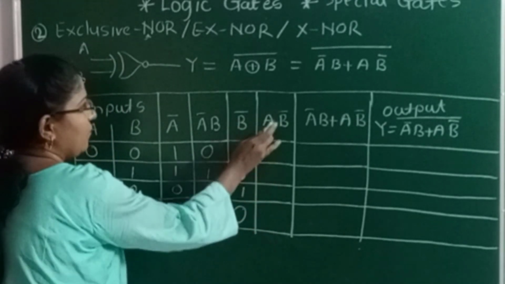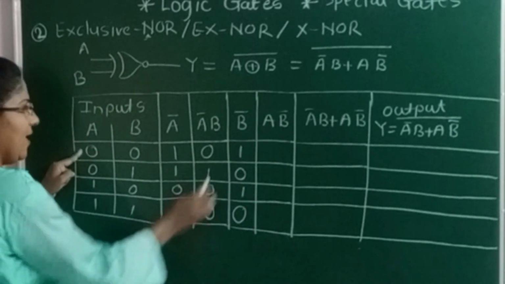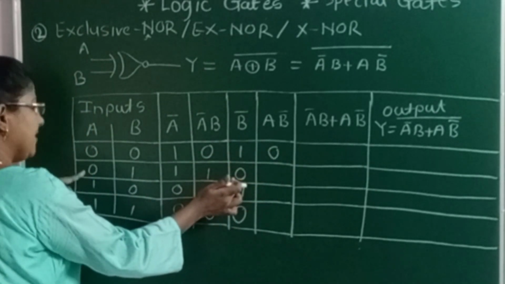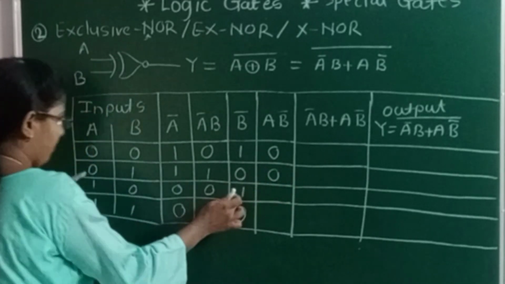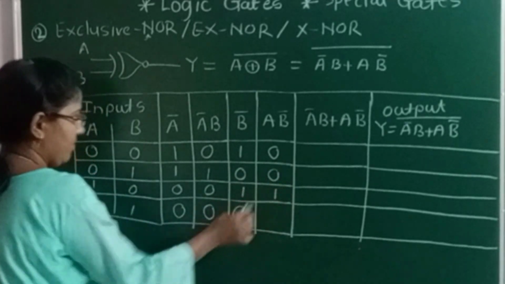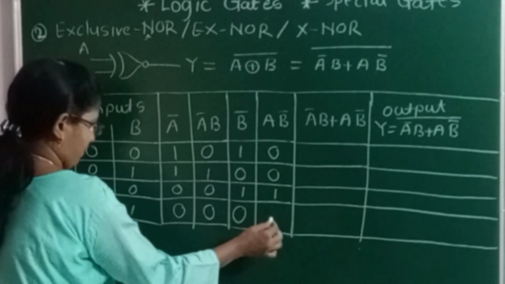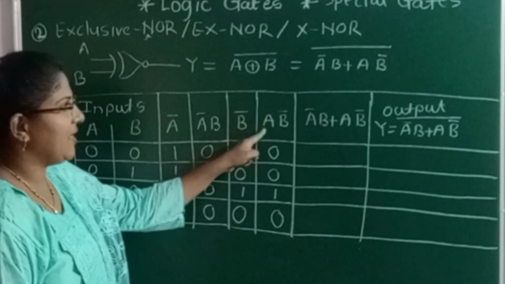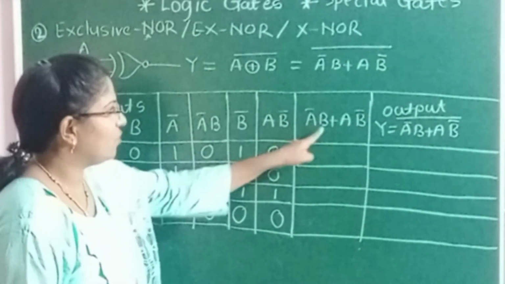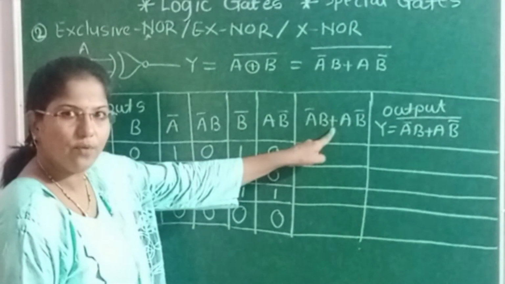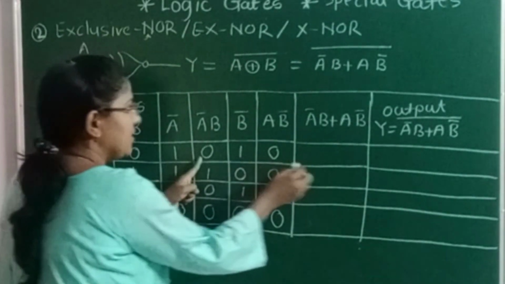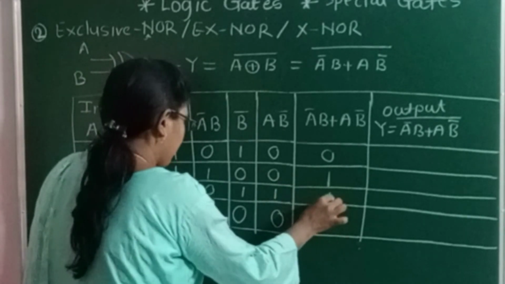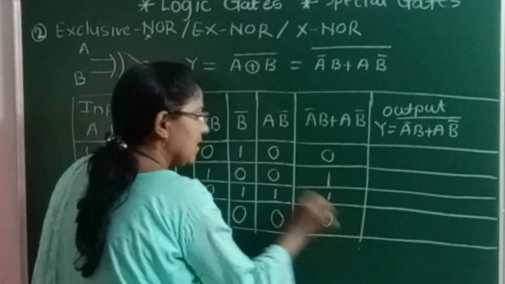So B complement: 0 to 1, 1 to 0, 0 to 1 and 1 to 0. Now take the multiplication of A and B complement. So column of A and column of B complement: 0 into 1, 0; 0 into 0, 0; 1 into 1, 1; 1 into 0, 0. Now I am having the A complement B as well as A B complement. Next I need to find out the logical addition of these two. So 0 or 0, 0; 1 or 0, 1; 0 or 1, 1; 0 or 0, 0.